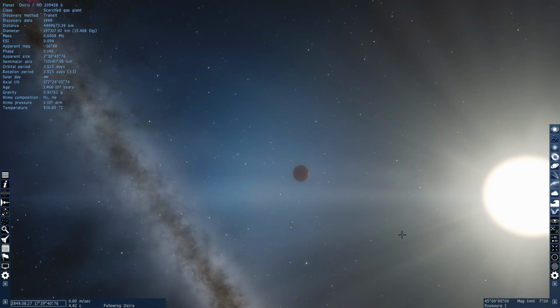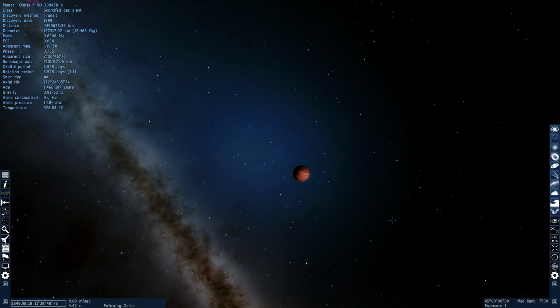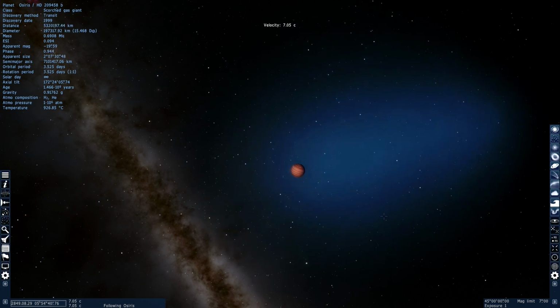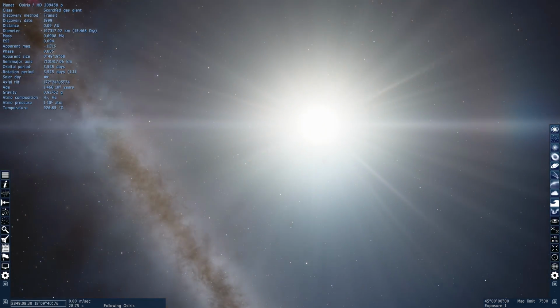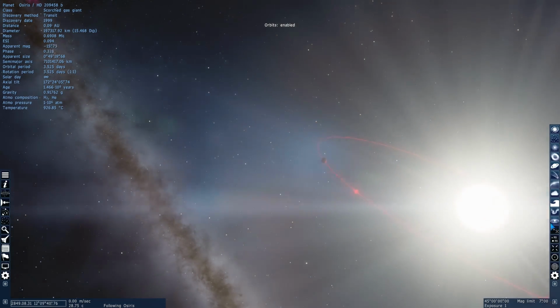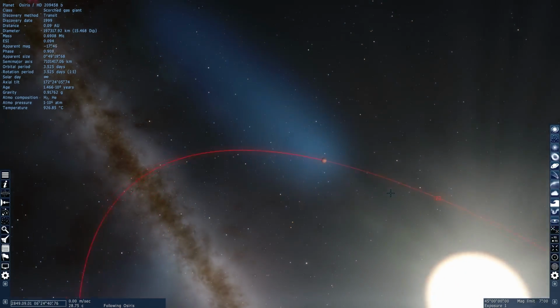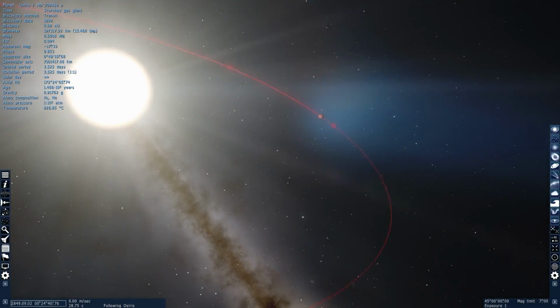This object orbiting the star right here is a planet called Osiris. This is a type of object referred to as a hot Jupiter: a Jupiter-like planet that is very close to the star, that starts emitting a lot of materials because it's basically being scorched by the sun, by the star.